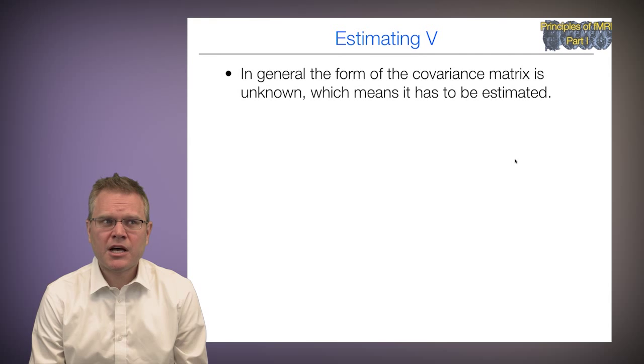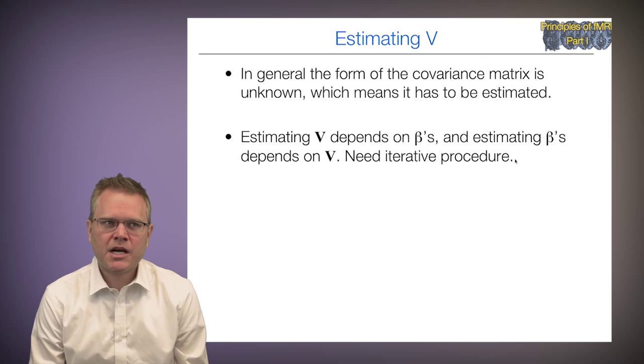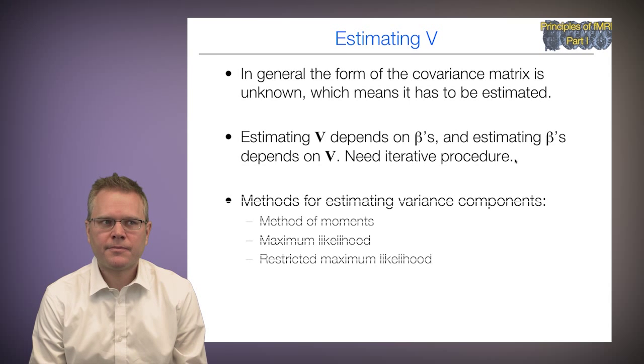But in general, the form of the variance covariance matrix is unknown, which means that it has to be estimated. This creates a chicken and egg problem because estimating V depends on the betas and estimating the betas depends on V. In order to solve this chicken and egg problem, we need an iterative procedure. We begin by assuming a value of V, estimating beta, and then updating our estimate of V, and then iterating between the two.